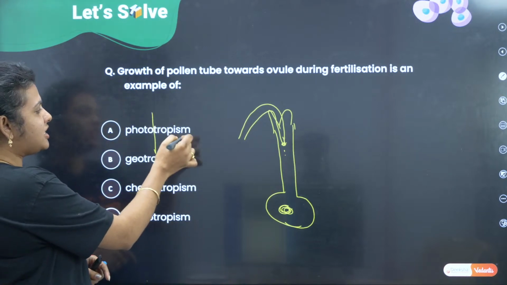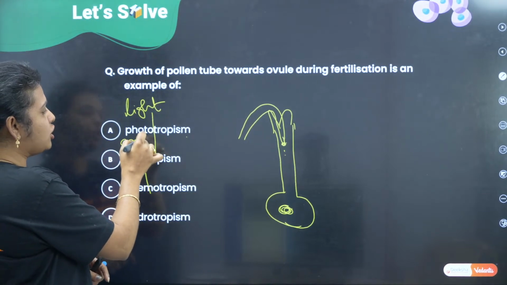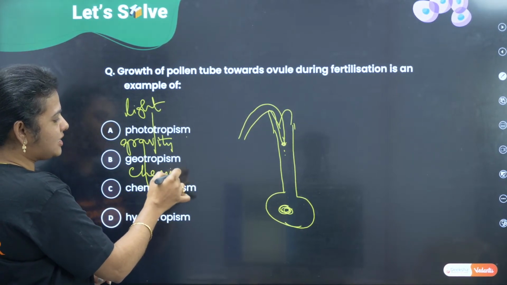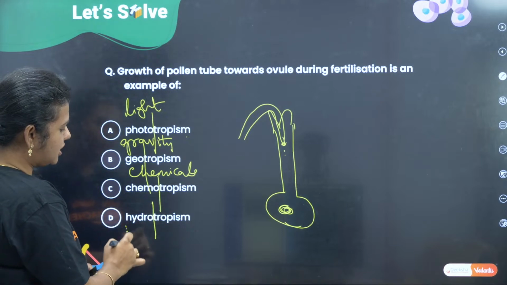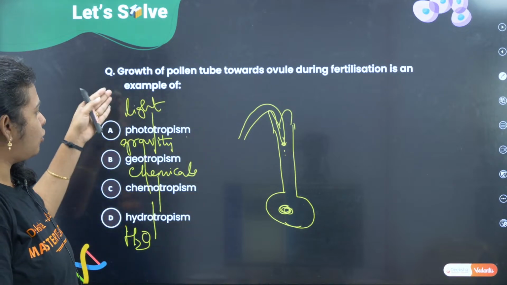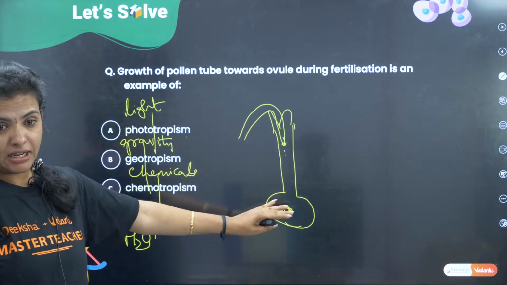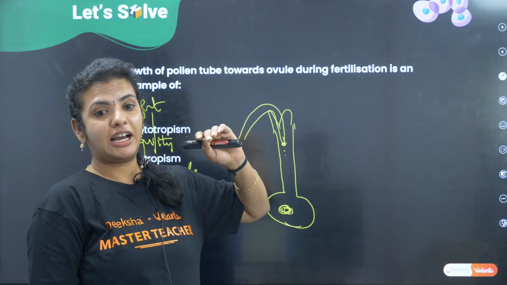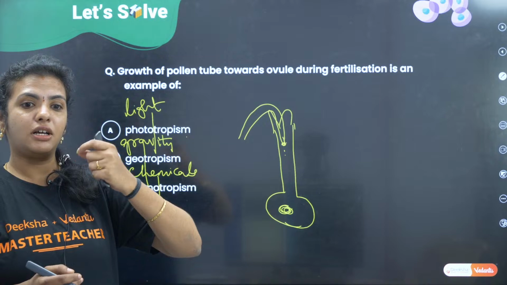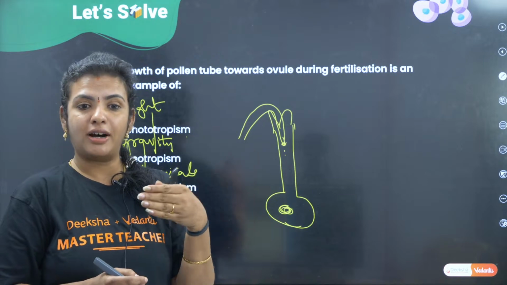Phototropism means response to light, photo is light; geotropism is response to gravity; chemotropism is response to chemicals; and hydrotropism is response to water. So any movement with respect to photo, geo, chemo, hydro, we call it tropism. Apparently, in the gynoecium there are certain tissues which produce a chemical, and this chemical is going to attract the pollen tube towards the egg.